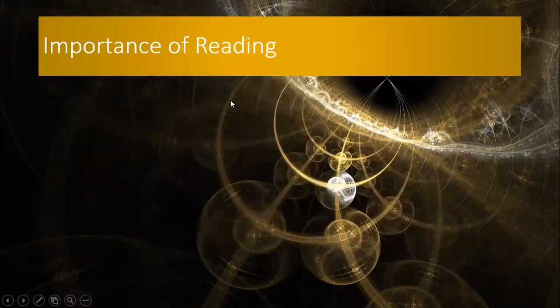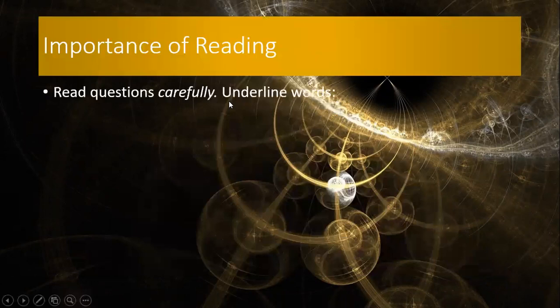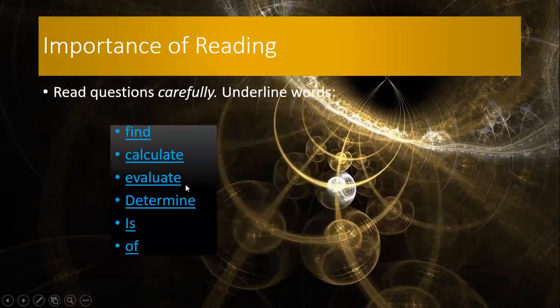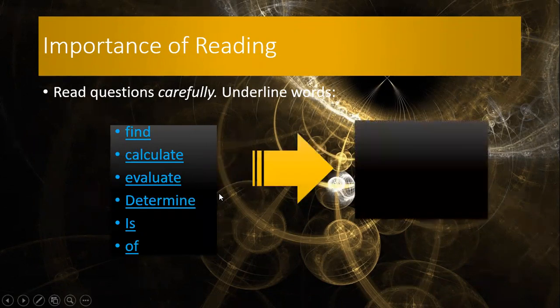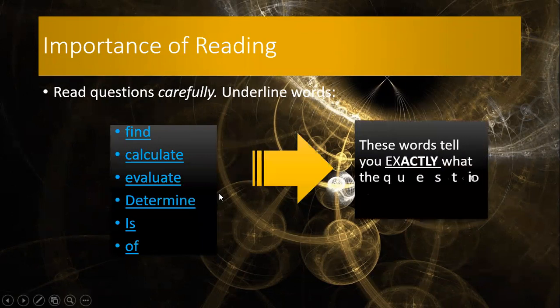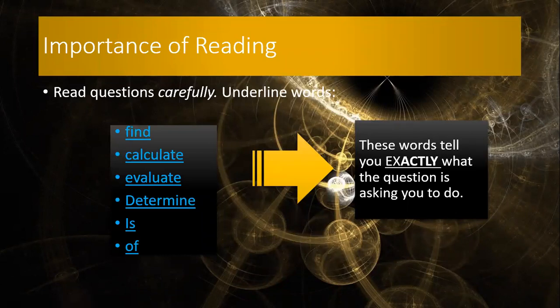So going forward, one more thing: the importance of reading. Read questions carefully and underline words such as these. These are all doing words: find, calculate, evaluate, determine, is, of, etc. Because it's after these words that we find out exactly what the question is telling you to do or asking you to do. These are very important words that you should underline in an examination situation of the multiple choice.